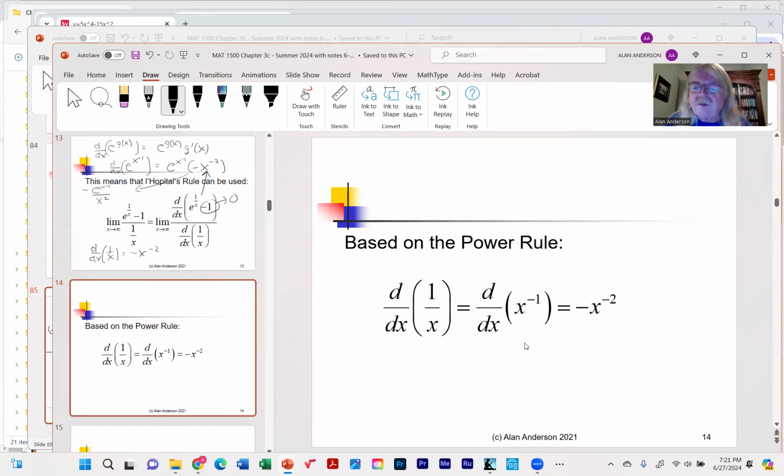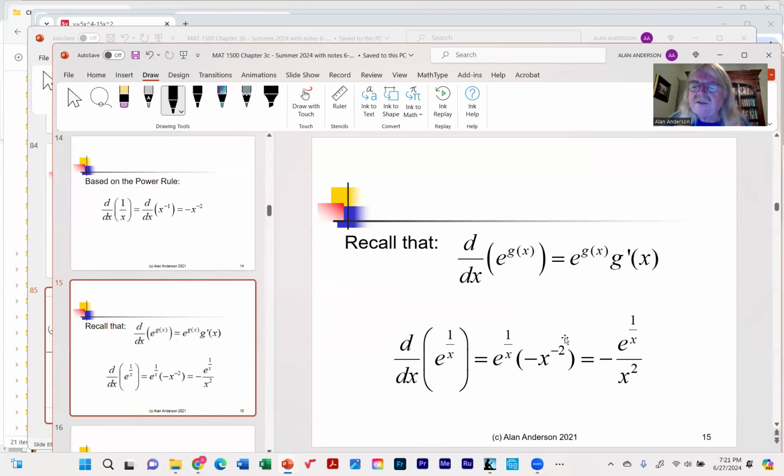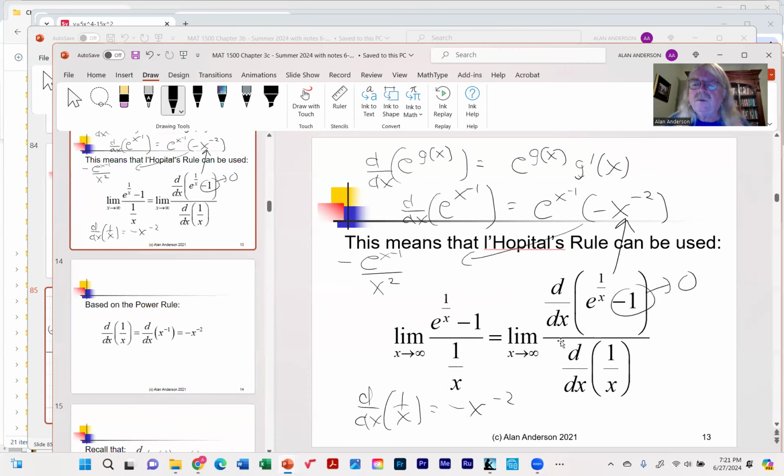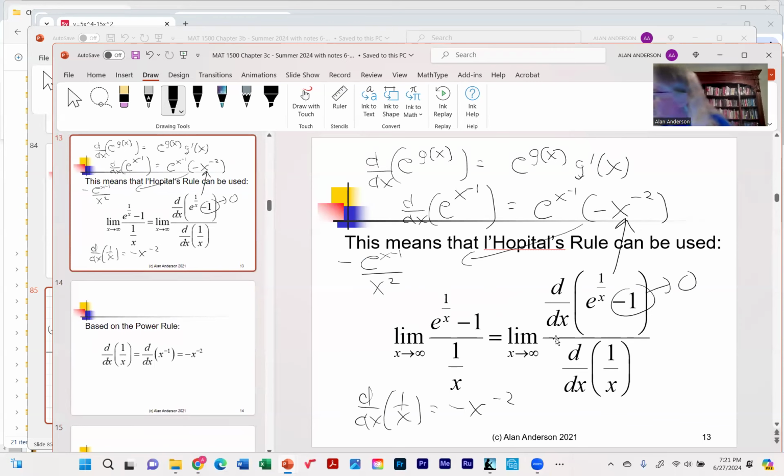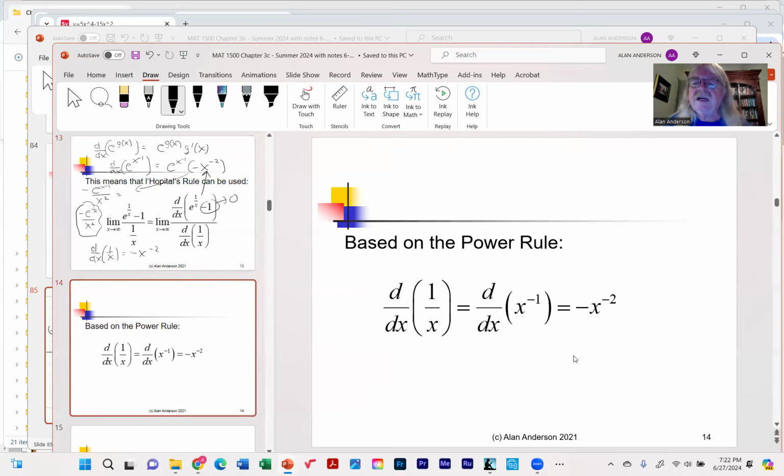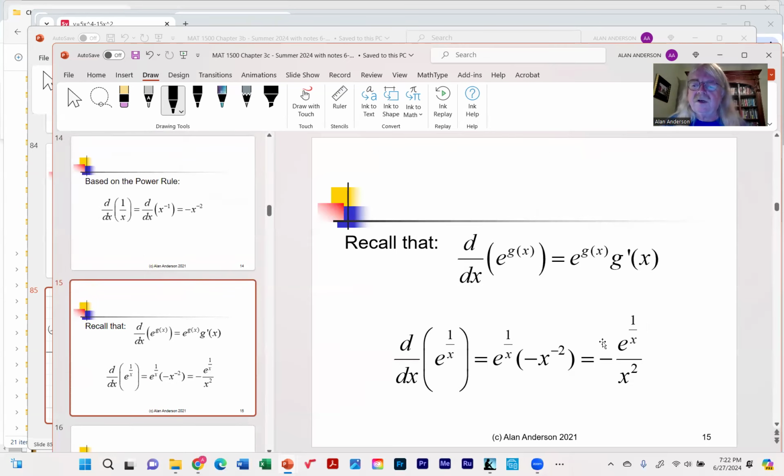I just want to make it clear when you look at this next slide, that's why it looks like this. Minus e to the 1 over x. Oh, and then there we go. It's the same thing. So it's minus e to the positive 1 over x, over x squared.